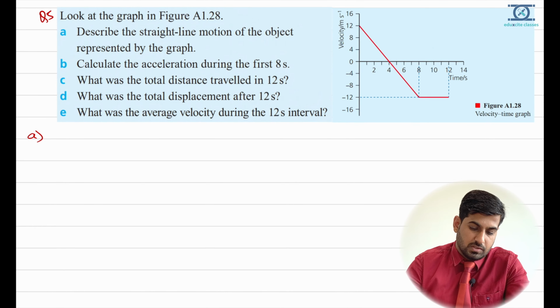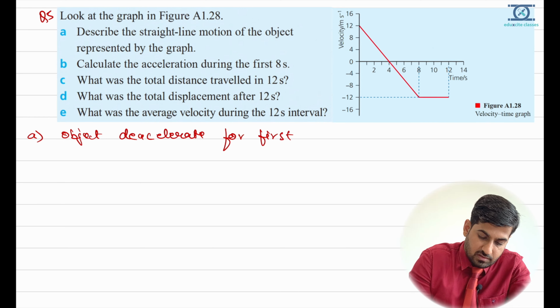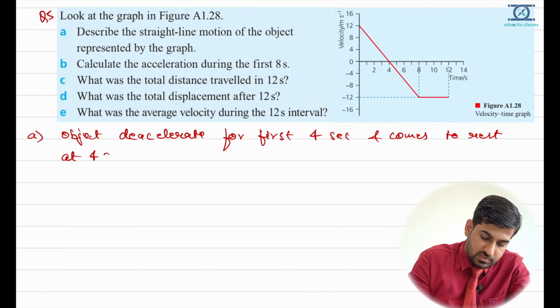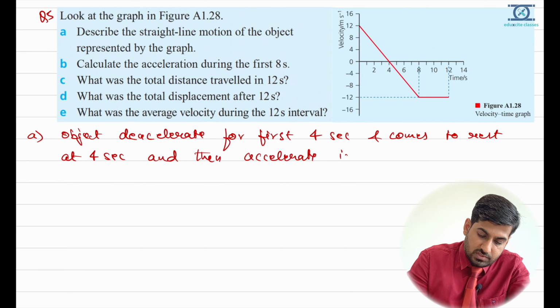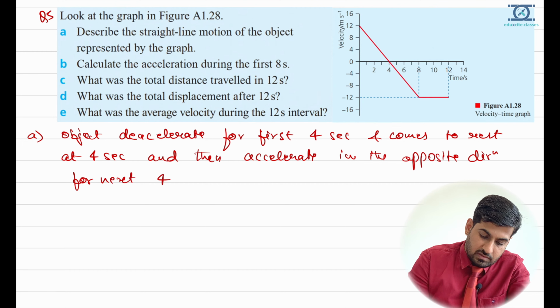So we have to start from, you can say, the object experiences a deceleration for the first 4 seconds and the velocity becomes 0 and it comes to rest at 4 seconds, and then accelerates in the opposite direction for the next 4 seconds, and then moves with a constant velocity.